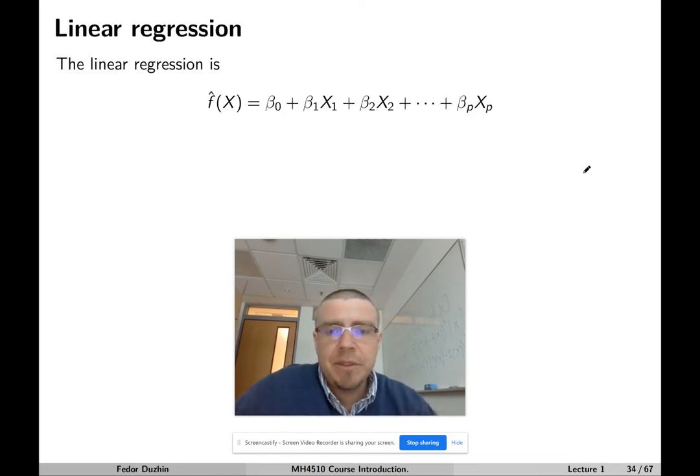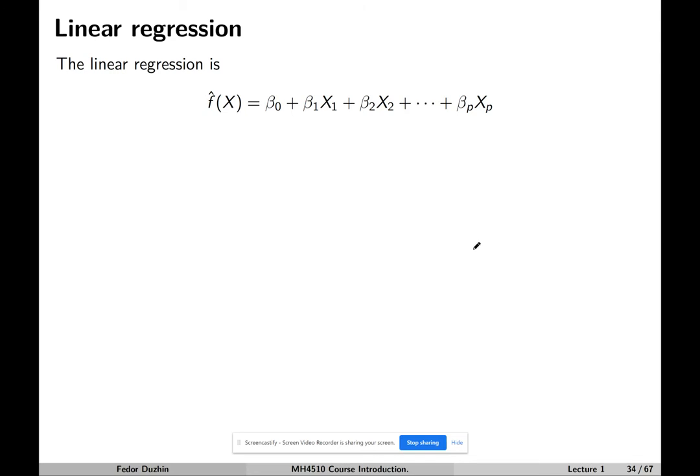The first of them is something familiar, linear regression. This is something that you learned in regression analysis. This is the formula, so it is just a linear function in features, or a linear function in predictors.